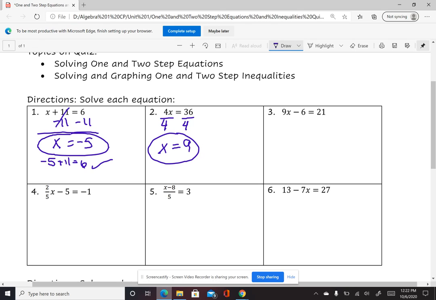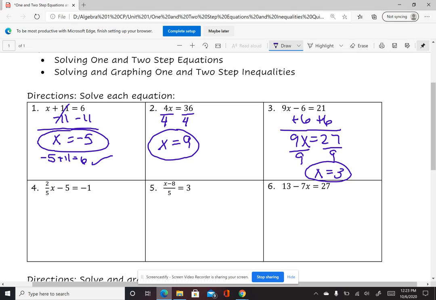Now we're moving into our two-step equations. So we said except for special cases, which is number 5, you want to undo all addition and subtraction first. So in this one, we want to get rid of this minus 6 first. So to undo subtraction, we're going to add 6 to both sides. So we end up with 9x equals 27. And then again, to undo that multiplication, we're going to divide both sides by 9. So we get x equals 3.